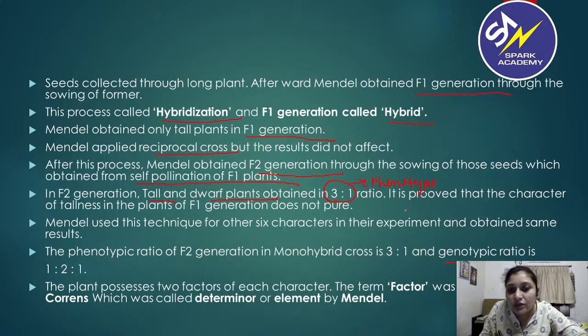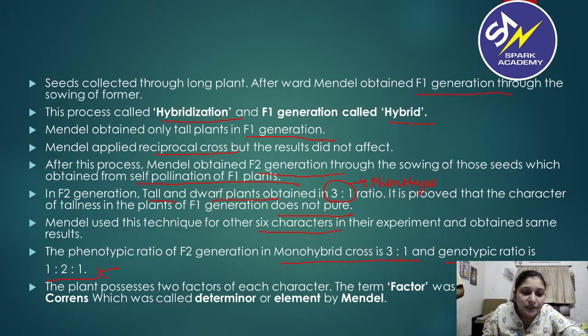In the F2 generation, it is proof that the character of tallness in the plants of the F1 generation was not pure. Mendel used this technique for 6 other characters in the experiment and obtained the same result. The phenotypic ratio of the F2 generation in a monohybrid cross is 3:1, as I have explained. And the genotypic ratio is 1:2:1. So when we look into the genes, it is 1:2:1.